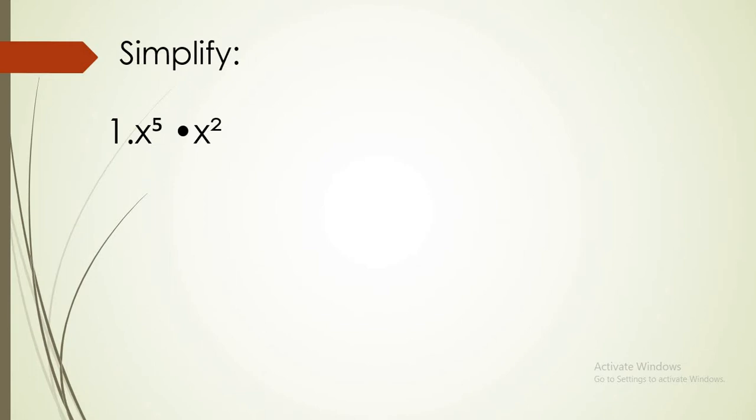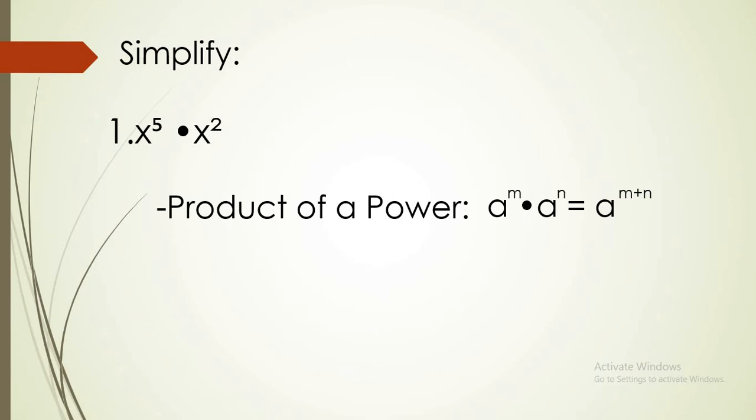Let us now simplify the following. Number 1, x raised to 5 times x raised to 2. So if you notice, we have the same base, which is x. So we will use the product of a power, which is a raised to m times a raised to n is equal to a raised to m plus n, where our a is x, our m is 5, and our n is 2.